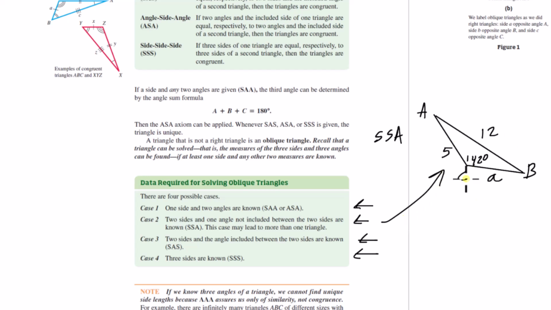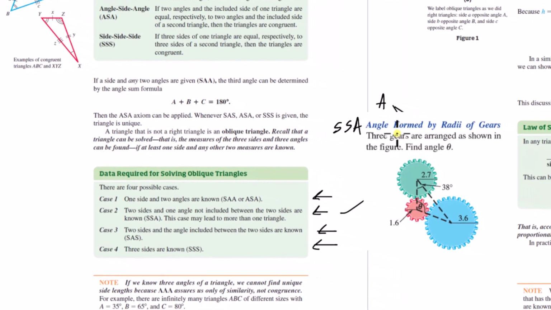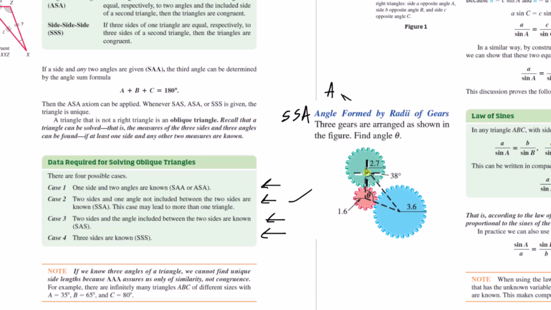So I was assuming that they wouldn't have any cases involving the ambiguous case in the example problems at the end of section 1, but they actually did. For example, here was an example problem we worked at the end of this section 1, and we needed to find this angle here formed between the gears.